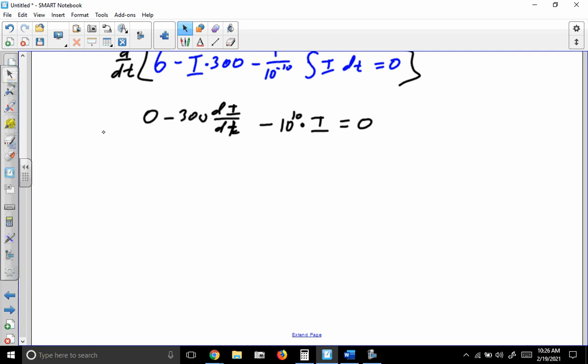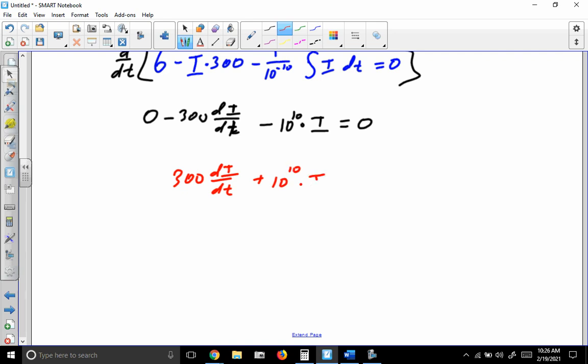We can do this several ways. Notice if we multiply through by a negative, we would get 300 di over dt plus 10 to the 10th I equals 0. This is written in the format of a linear differential equation, or this one is one that we should be able to separate and integrate. We can move the I term to the right.